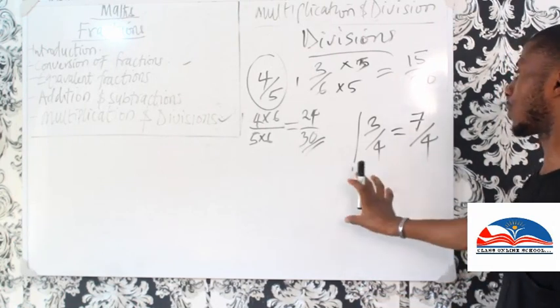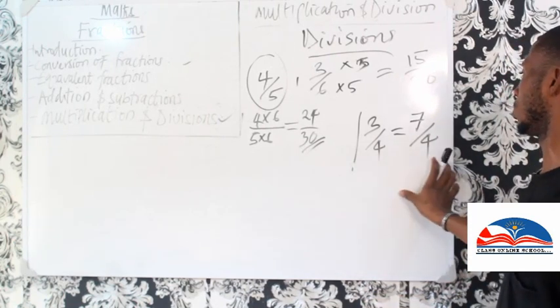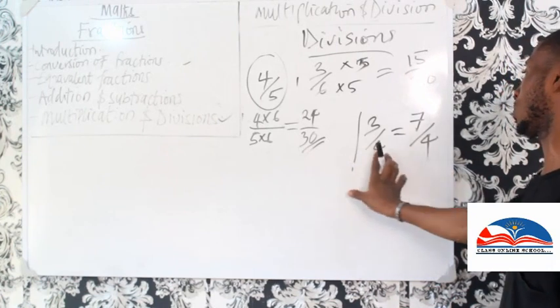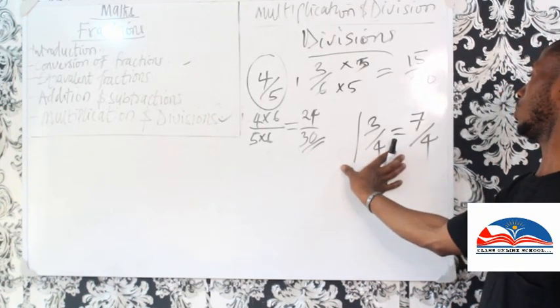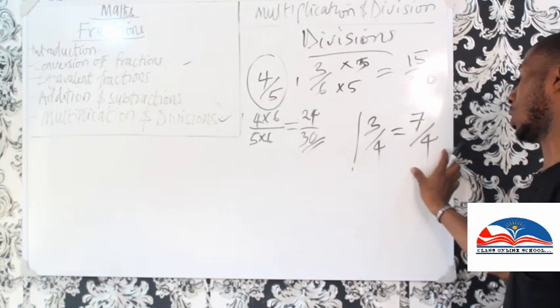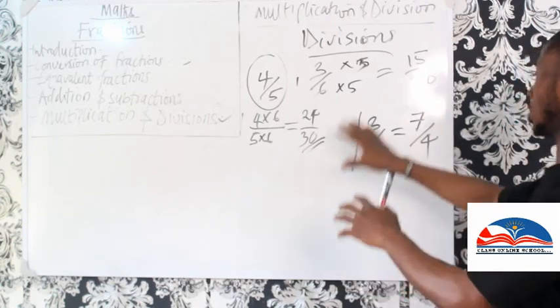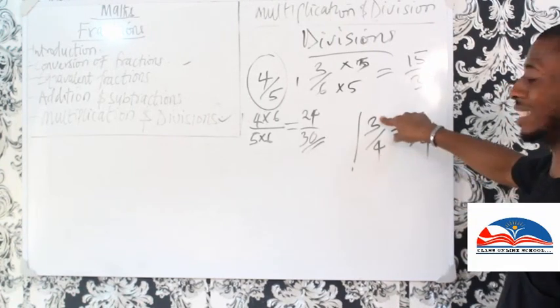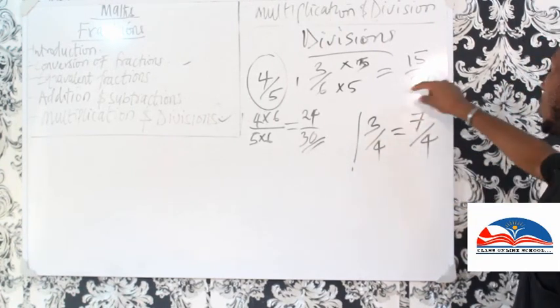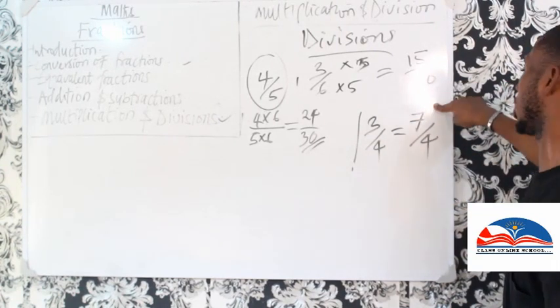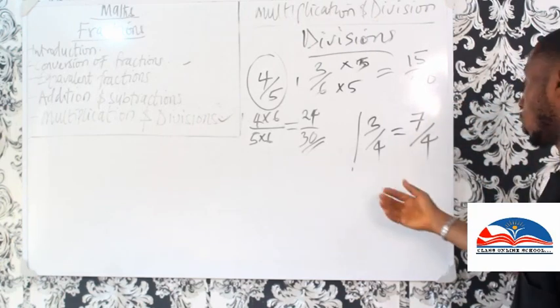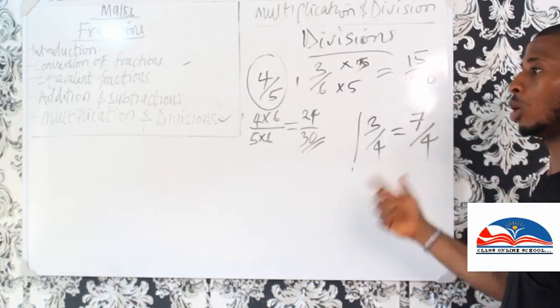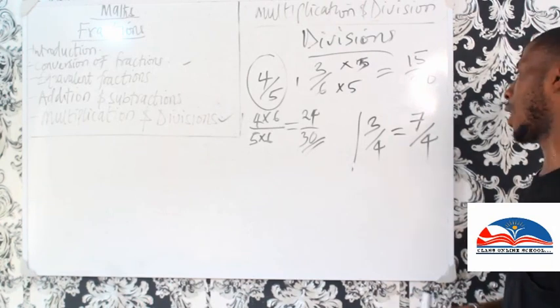This is just to convert from mixed fraction to single fraction. In such a scenario, just multiply the denominator by the whole number and add the numerator. Then whatever you have, you put it as your numerator and you put your denominator here. The denominator doesn't change. Alright.